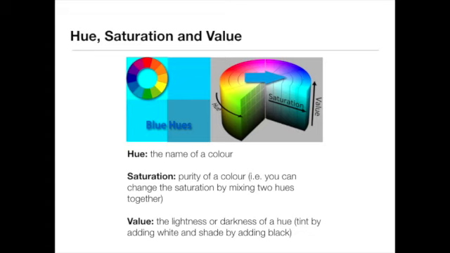The last attribute is something that we call value. This is whether the hue is light or dark. We can manipulate the value of a particular hue by adding varying degrees of white in order to tint it, or adding black in order to shade it.